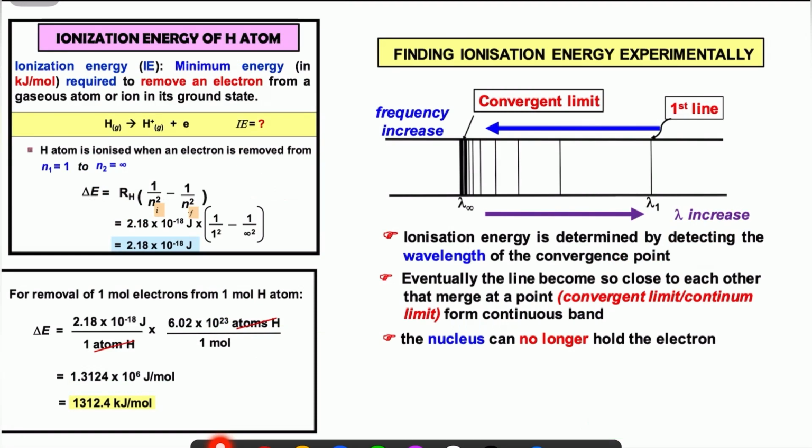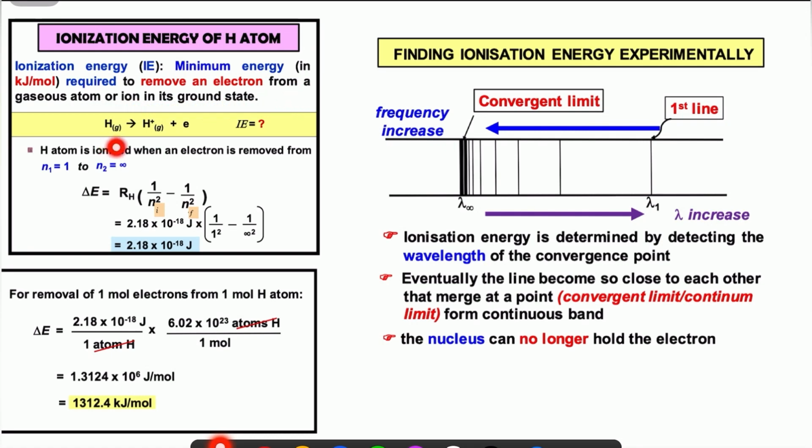Next, the ionization energy of the hydrogen atom. What is the ionization energy? We refer to the minimum energy in kilojoule per mole required to remove an electron from a gaseous atom or ion in its ground state. So this is the definition of the ionization energy.